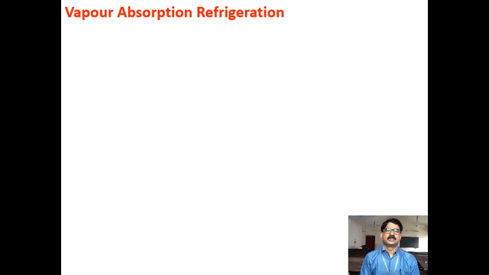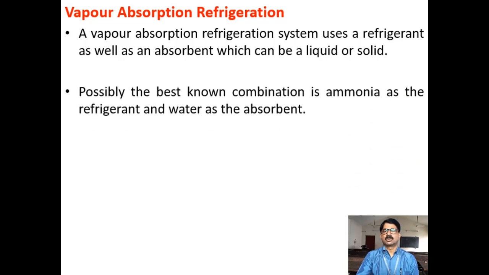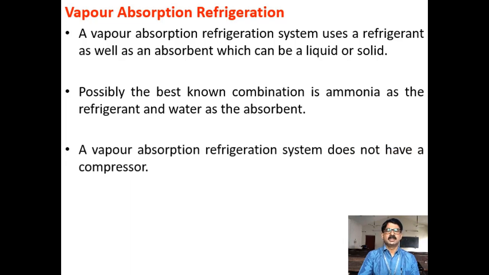So in this lecture, I'll be going through vapor absorption refrigeration system as well as steam jet refrigeration system. Coming to vapor absorption refrigeration, this uses a refrigerant as well as an absorbent, which can be a liquid or solid. Possibly the best known combination is ammonia as well as water. So ammonia as the refrigerant and water as absorbent is the best combination of working substances for the vapor absorption refrigeration. A vapor absorption refrigeration system does not have a compressor.